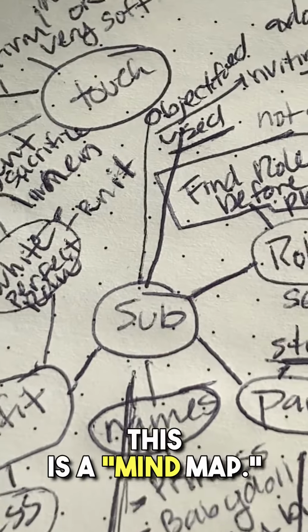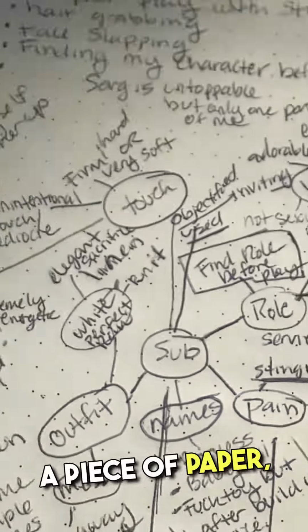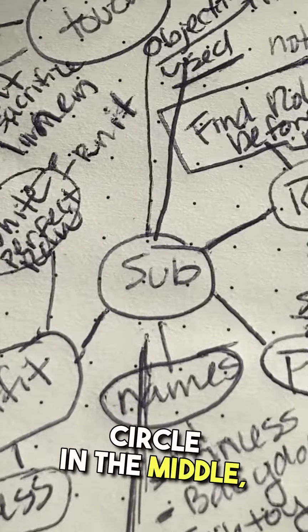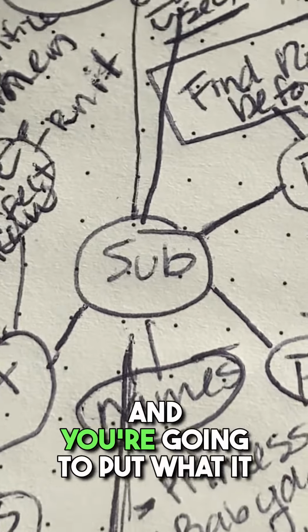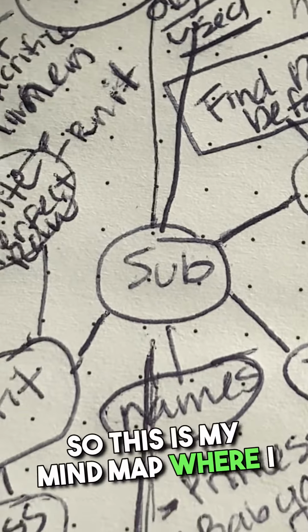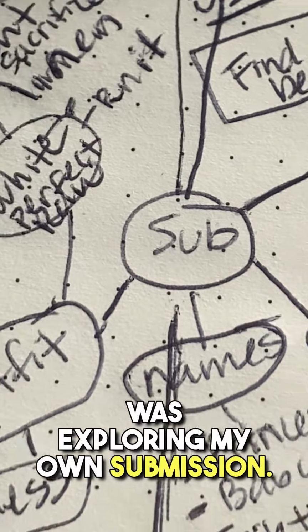This is a mind map. So what's going to happen is you're going to take a piece of paper and put a little circle in the middle, and you're going to put what it is that you're wishing to explore. So this is my mind map where I was exploring my own submission.